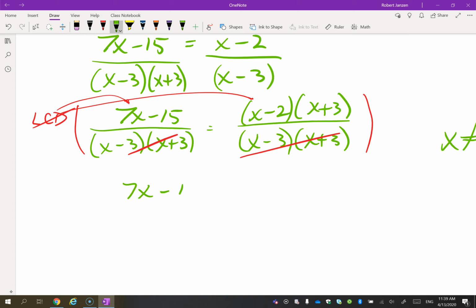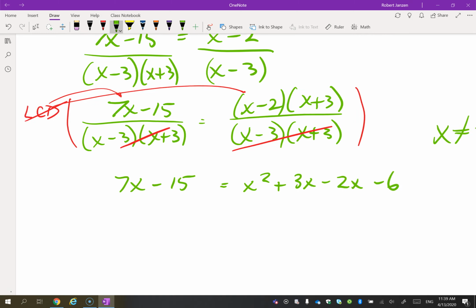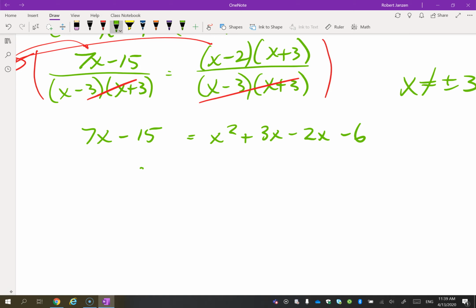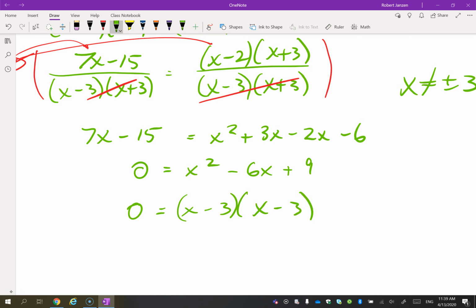So I have 7x minus 15 is x squared plus 3x minus 2x minus 6. So 0 is x squared minus 6x. Now that's 3x minus 2x is x, and if I take away 7x, I get minus 6x. And then if I add 15, I get plus 9. So 0 is x minus 3, x minus 3. So x is 3.